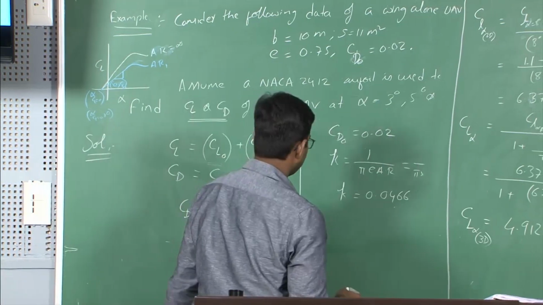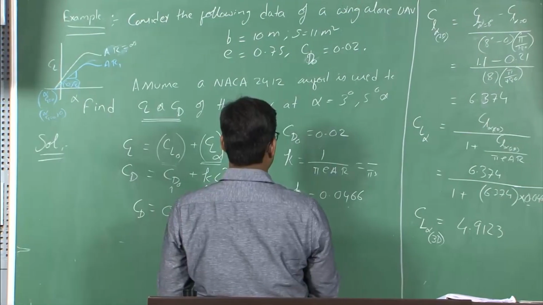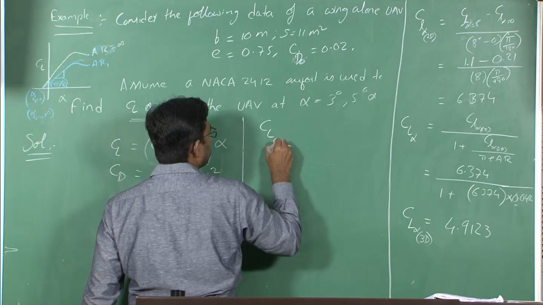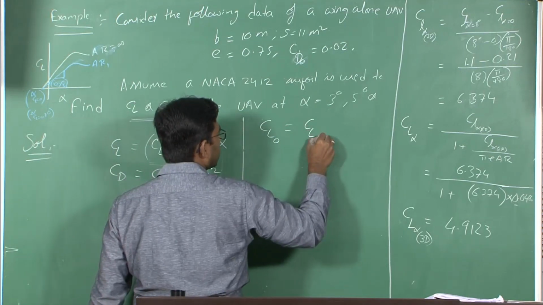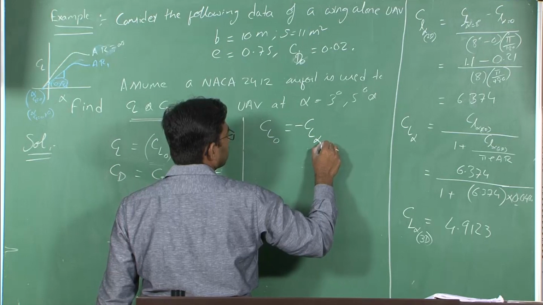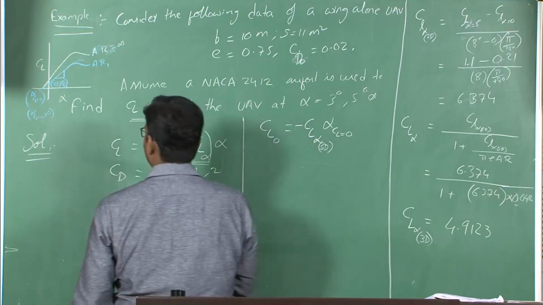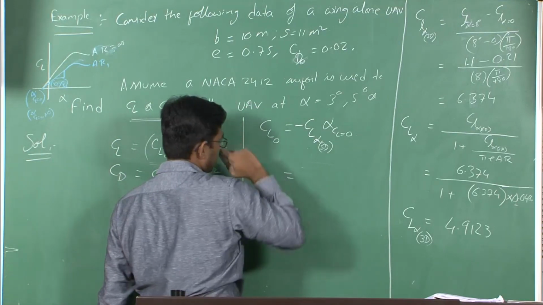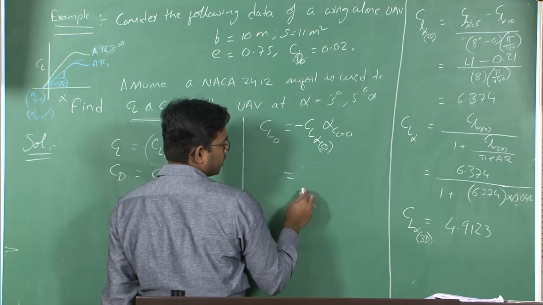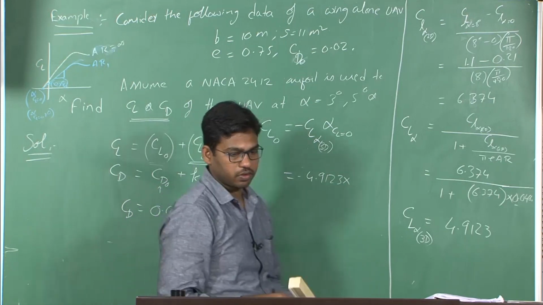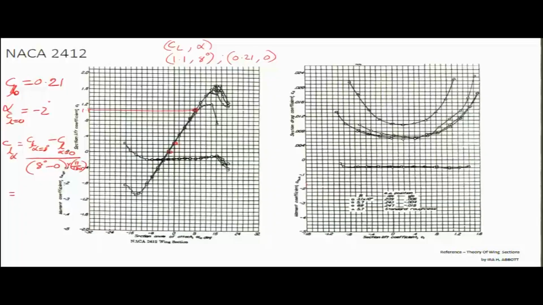So this CL naught 3D is equal to CL alpha 3D into alpha at which CL becomes 0, with a minus sign, right. That is what you will end up solving in that equation. So what is CL alpha 3D here? It is 4.9123 into alpha at which CL is equal to 0. From the aerofoil data we can find that alpha at which CL is equal to 0 is minus 2 degrees, right.